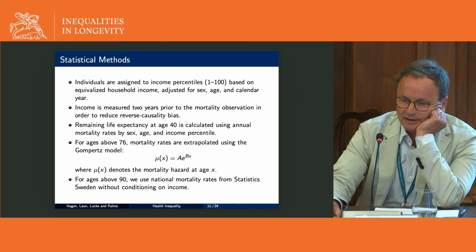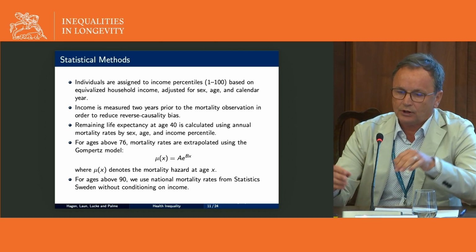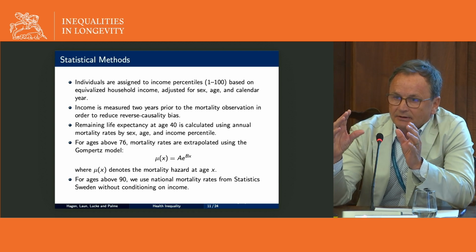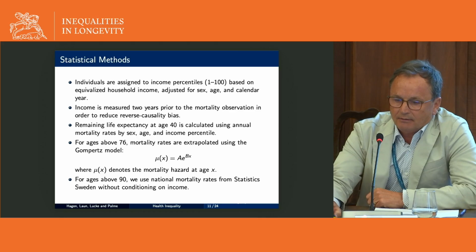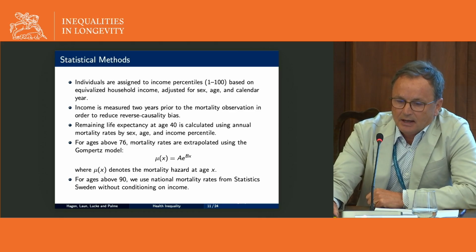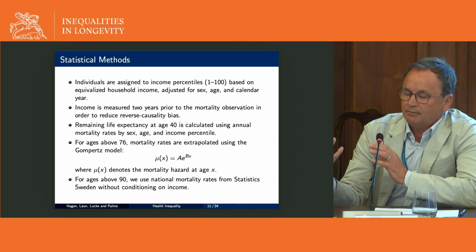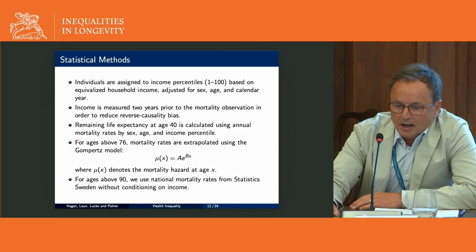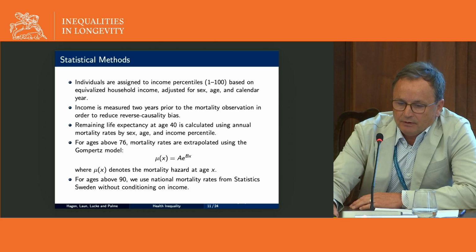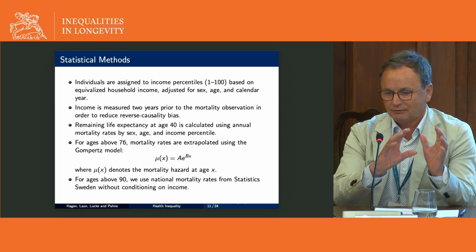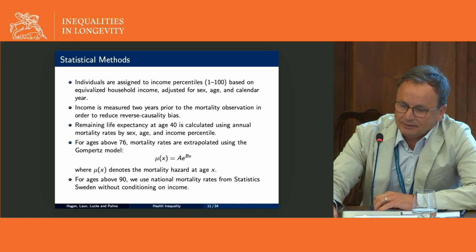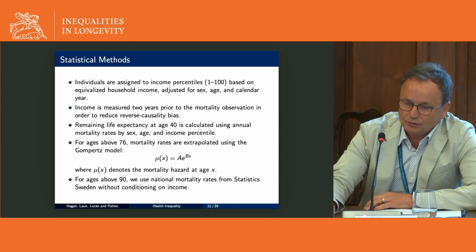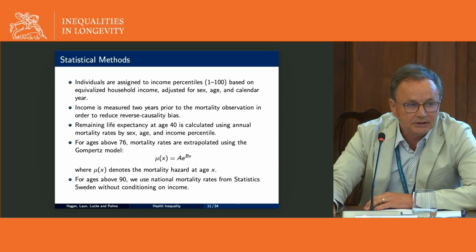Okay, so the statistical method, very briefly. We divide the sample in cells by year, age, and gender. And then we classify it in income percentiles. We measure the income 2 years before we measure the mortality to avoid reverse causality. Then we observe, non-parametrically, the mortality within these cells up to age 76. Then the data becomes a little bit noisy, so we use a Gompertz model to predict mortality within each percentile.